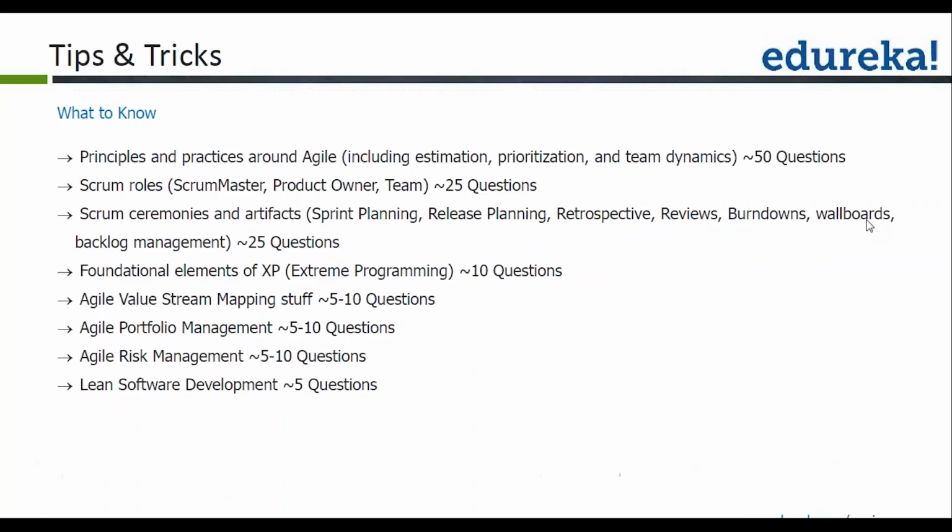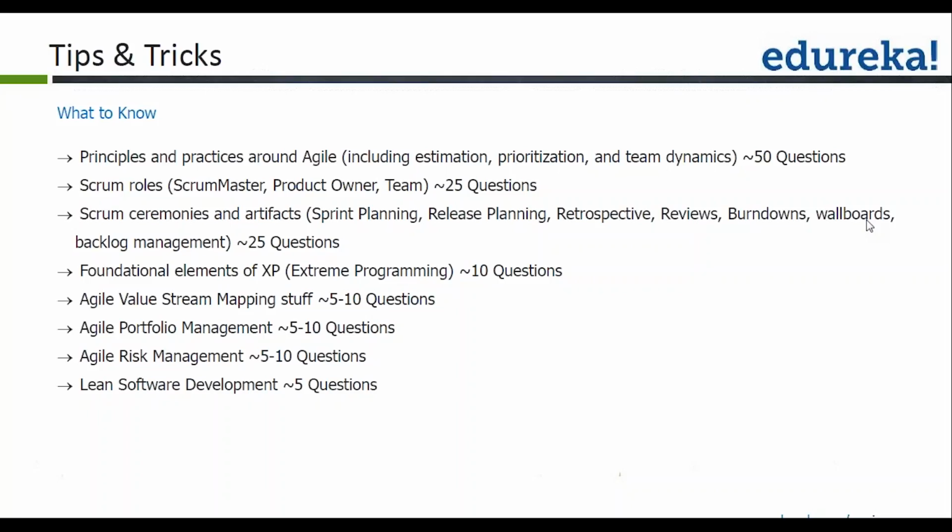Scrum ceremonies and artifacts, you get around 25 questions. The important Scrum ceremonies, as we all know, are release planning, retrospective, sprint planning, review, burn down, wall boards, backlog management, story maps, etc. So you get 25 questions in that. Extreme programming, you get 10 questions. Extreme programming or XP is one of the agile techniques, wherein you get 10 questions.